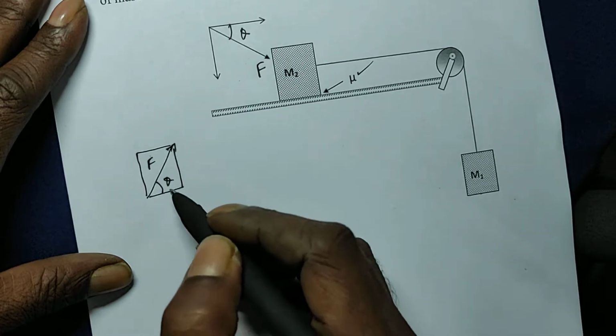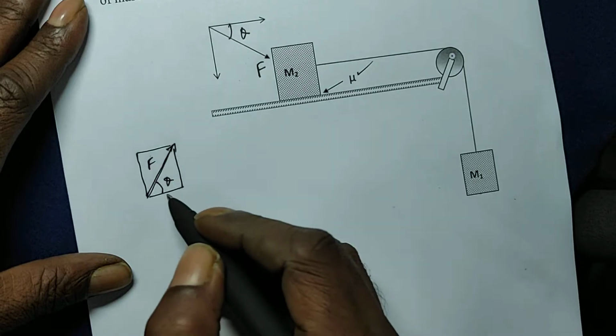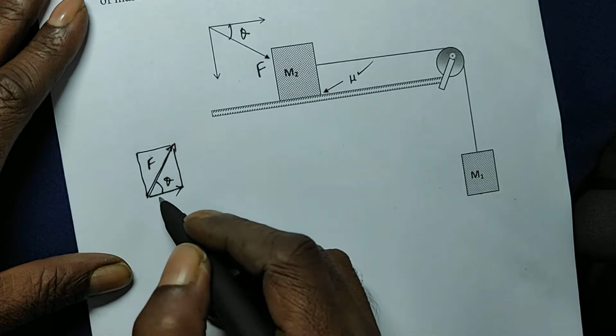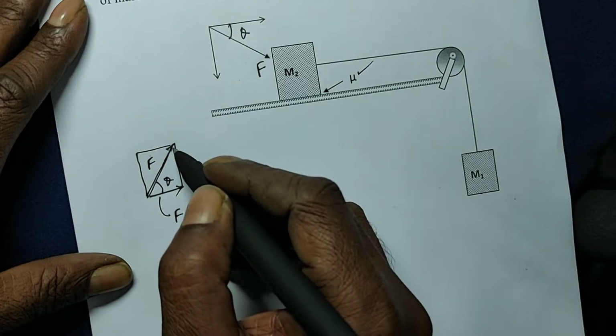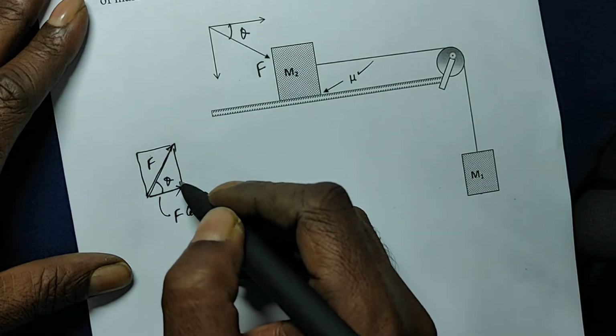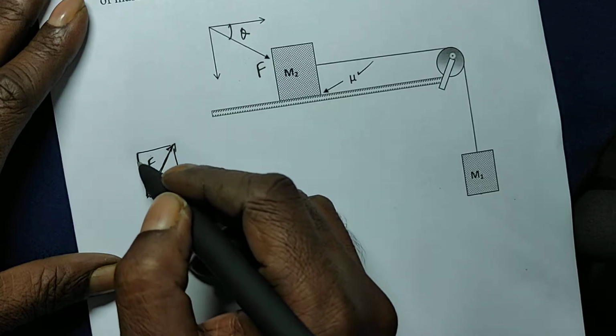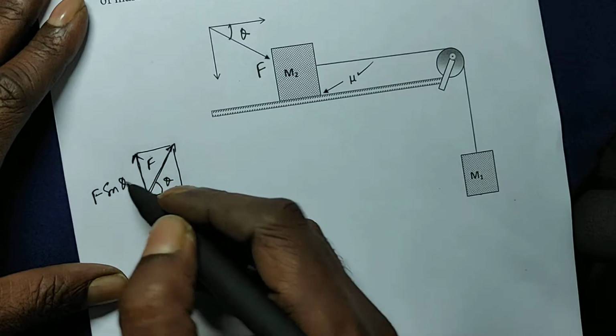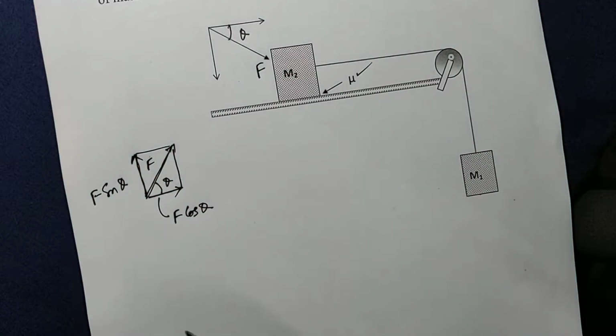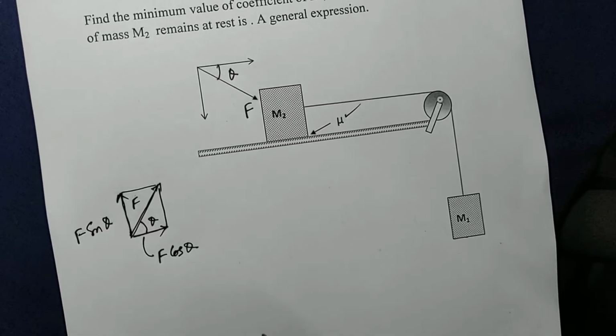and this angle is theta, this side represents F, then this much will be your F cos theta, and this will be F sin theta. The length of this side is the same as this side, so this will be F sin theta. So this is what you have probably understood in your school classes.